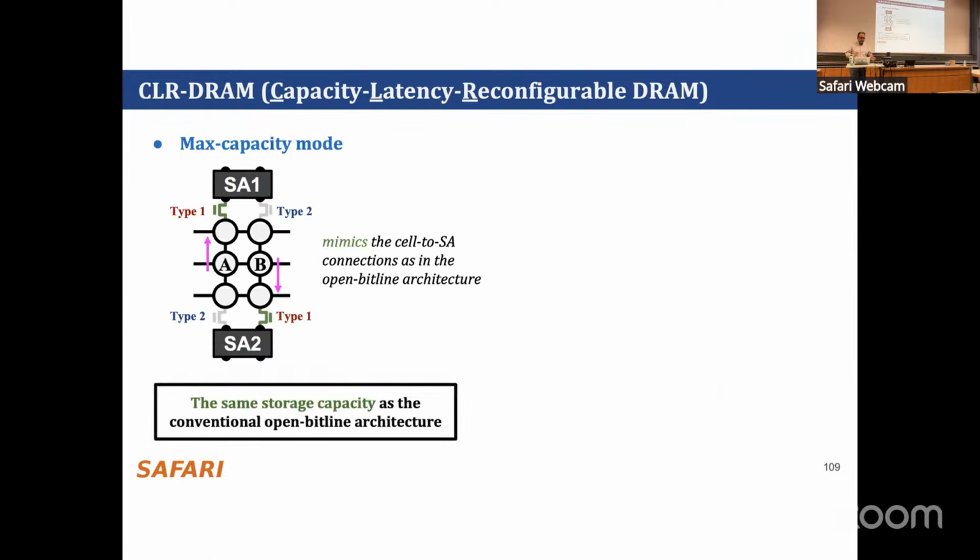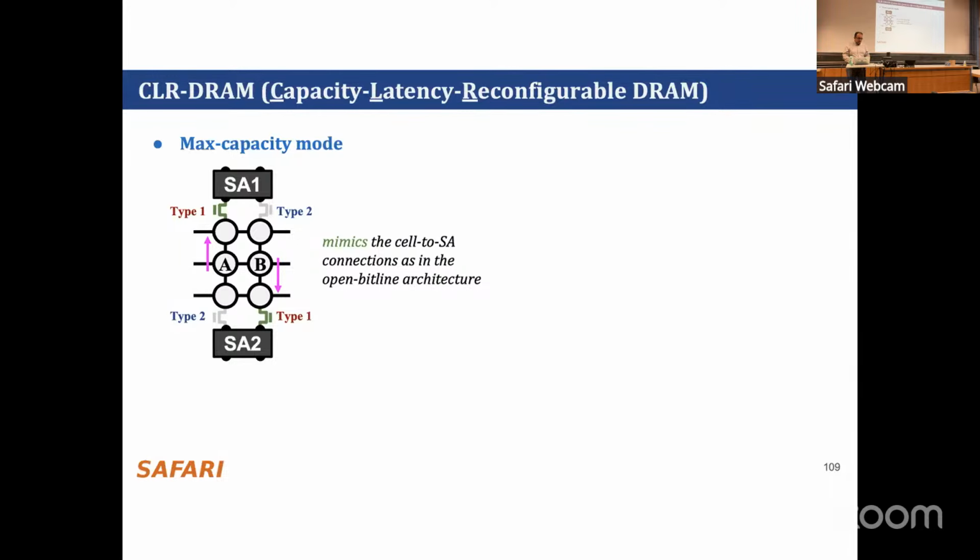So we can have 2 modes: max capacity mode, which is exactly the same as open bitline architecture. You only activate these type 1 transistors. So this connection of a bitline to the sense amplifier from the top and from the bottom is activated. And here you don't have a connection, essentially. So this is not that interesting. It's very much similar to open bitline architecture.